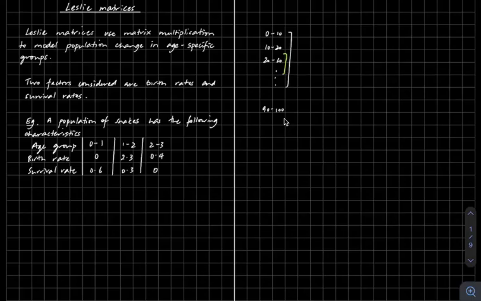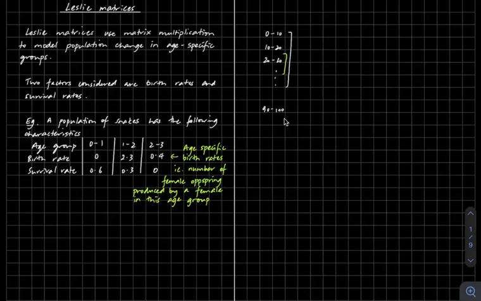0.6, 0.3 and 0. Okay, so what do each of those things mean? Well, the birth rate here, and basically with Leslie matrices, for all of our rates and our numbers, we use female numbers because obviously they're the ones who produce offspring. So the age-specific birth rates, let me just provide a quick definition for those. And there it is there. So the birth rate numbers are the age-specific birth rates, which is the number of female offspring produced by a female in this age group.